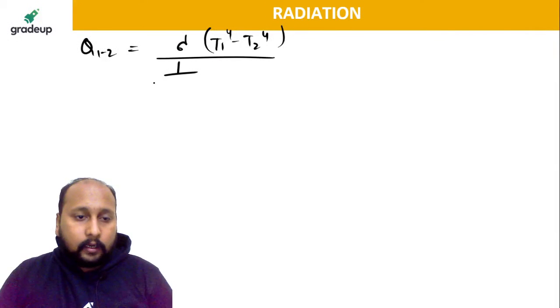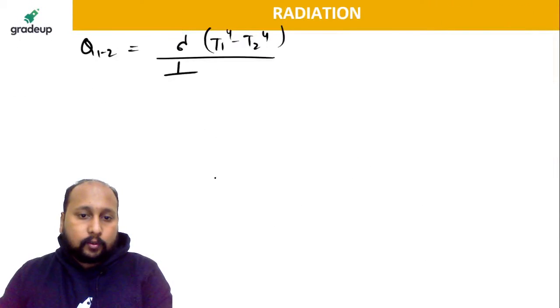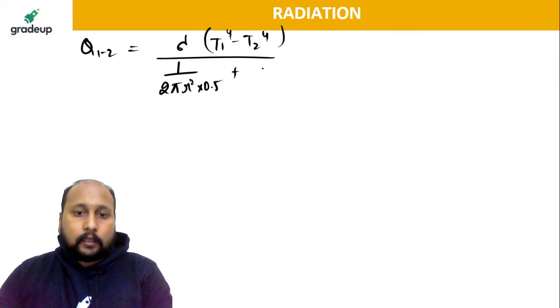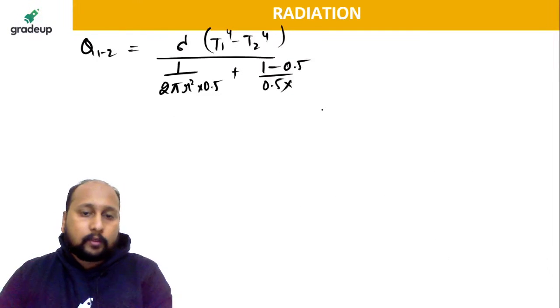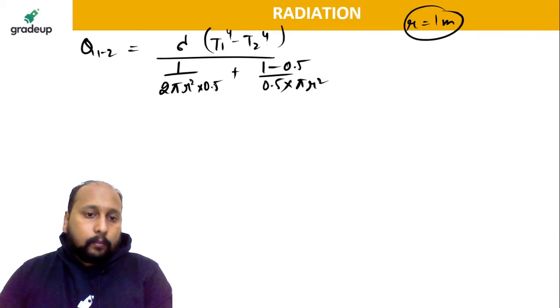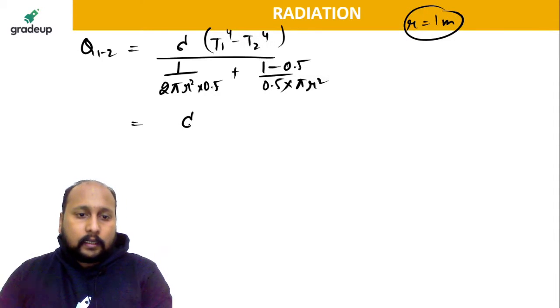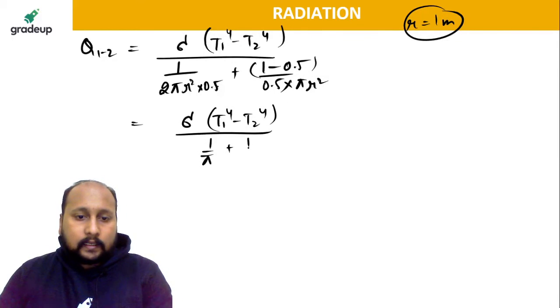This will be 1 upon, where is A1 here? 2 pi r square. So it is 2 pi r square into 0.5, plus (1 minus emissivity 2, which is 0.5) divided by 0.5 into A2. What is A2? A2 is pi r square. Pi into r square, and we know that r is equal to 1 meter, already given. 0.5 into 2 is 1, so keep this as it is. Your calculation is very easy. This is 1 by pi plus 0.5 and 0.5 get cancelled. This is again 1 by pi.